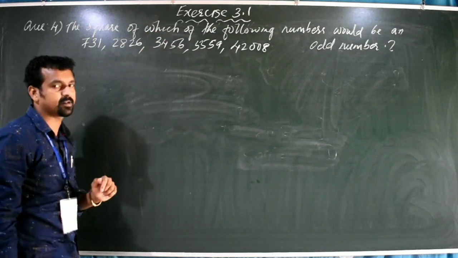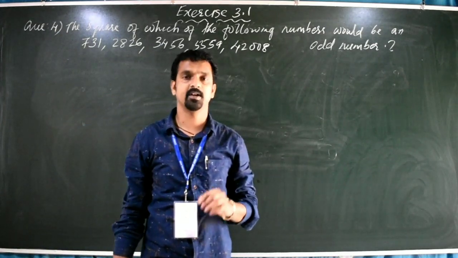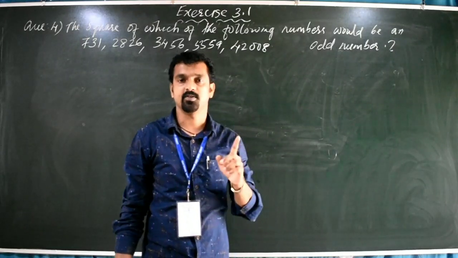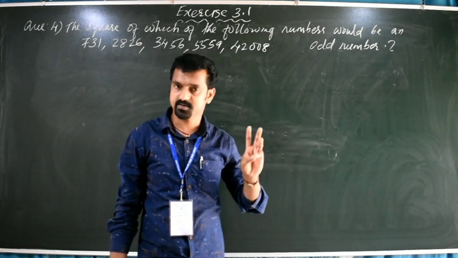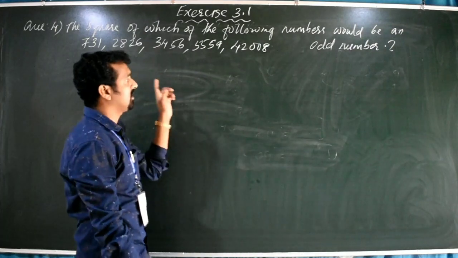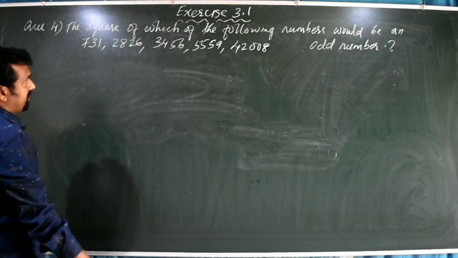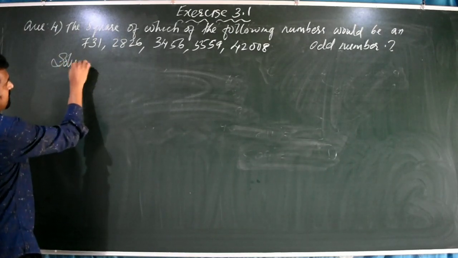We have studied the property: the square of an even number is always an even number. The square of an odd number is always an odd number. So here, the square of which of the following numbers would be an odd number?